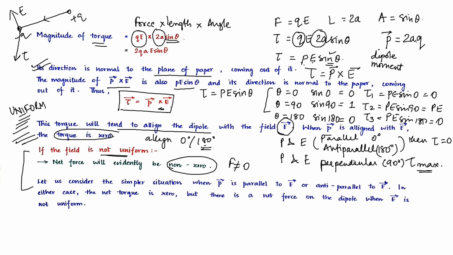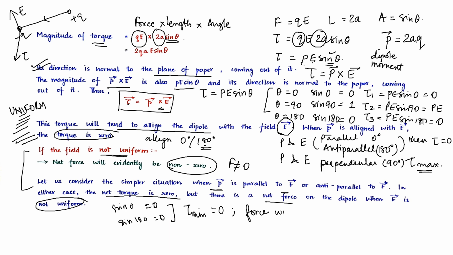Let us consider a simpler situation when P is parallel to E or anti-parallel to E. In either case, the net torque is 0, but there is a net force on the dipole when E is not uniform. Even though sin 0 degree is 0 and sin 180 degree is 0, in these two cases the value of torque is minimum, that is 0. Though the torque is 0, force will exist. Force will not be equal to 0.